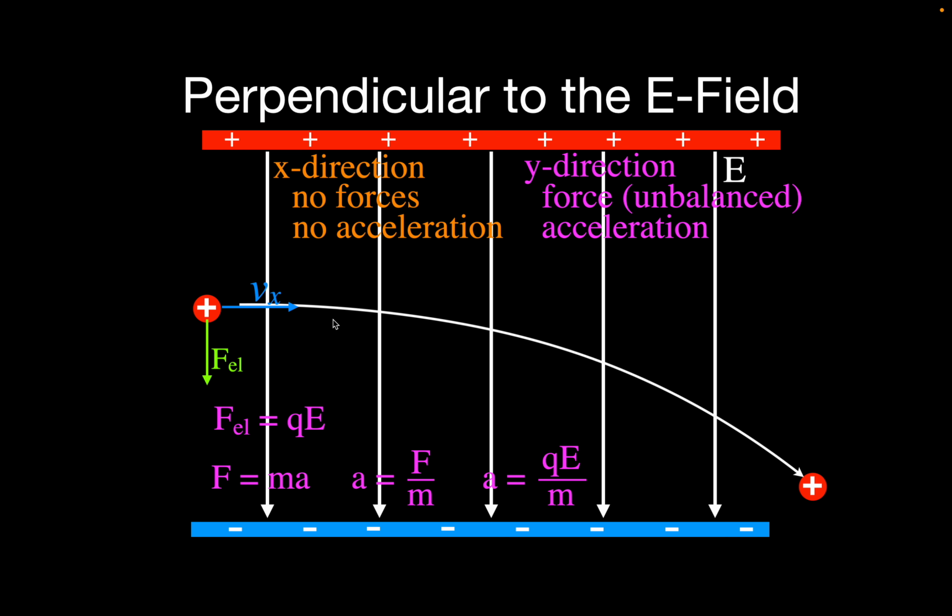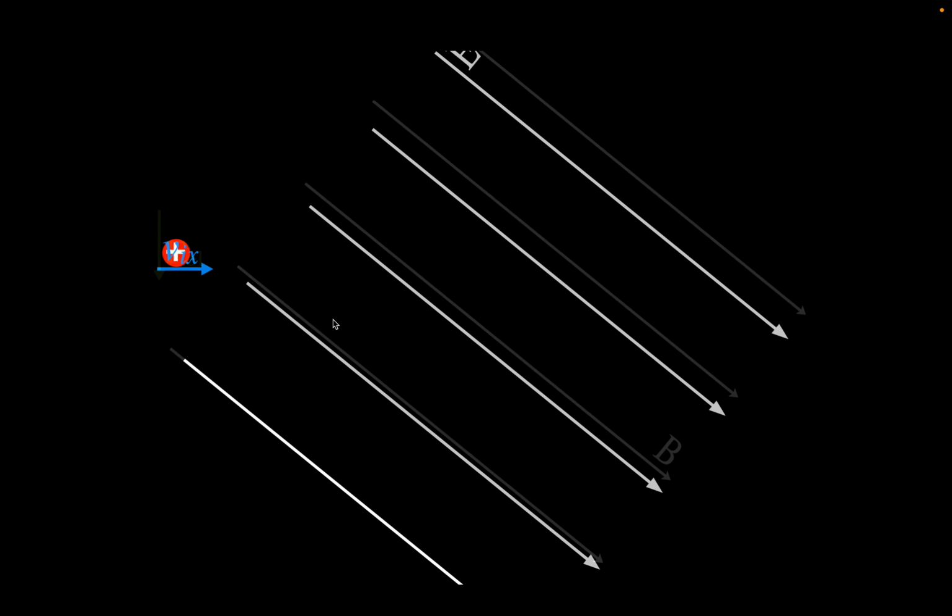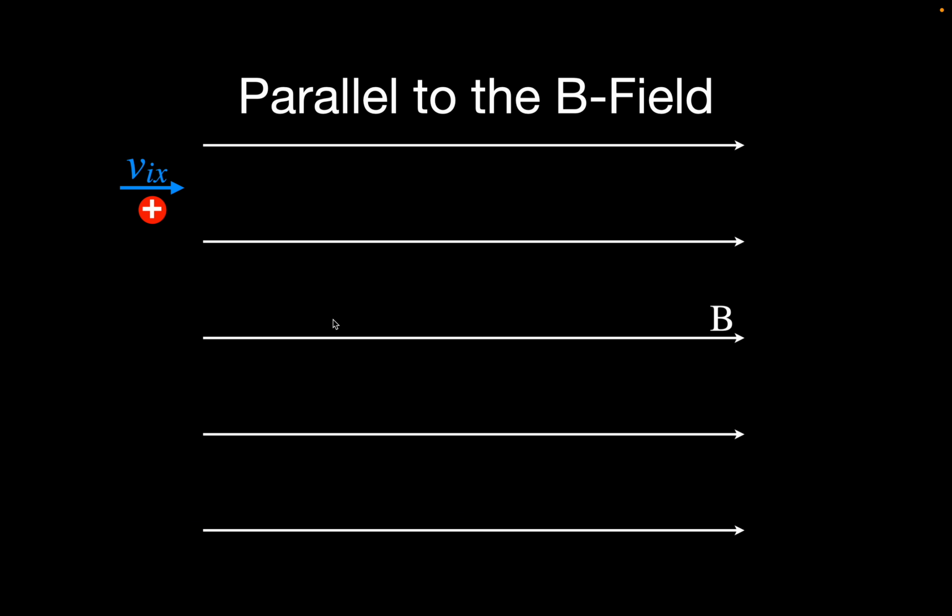Now we're going to move on to the magnetic field. Parallel to the magnetic field, again, some initial velocity in the x direction. The force that that particle could feel would be calculated with this equation, that the force from the magnetic field is equal to Q, the charge, times the velocity of the particle, times B, times the sine of theta.